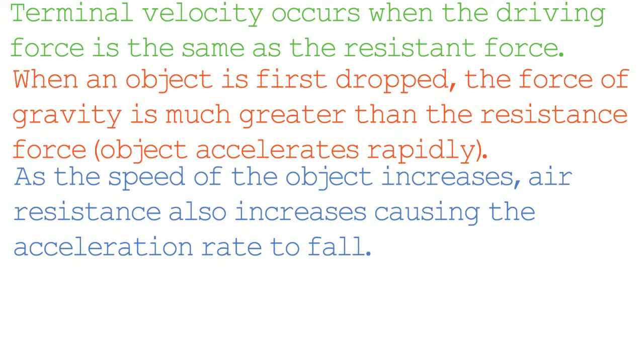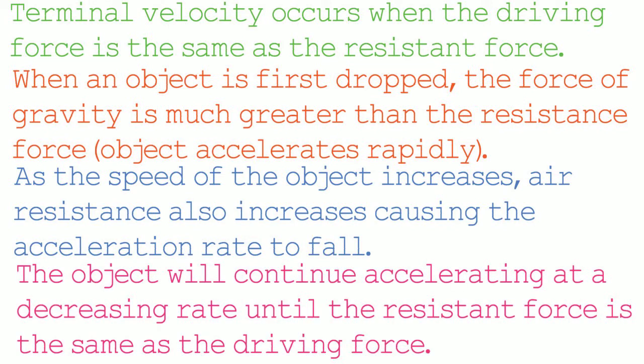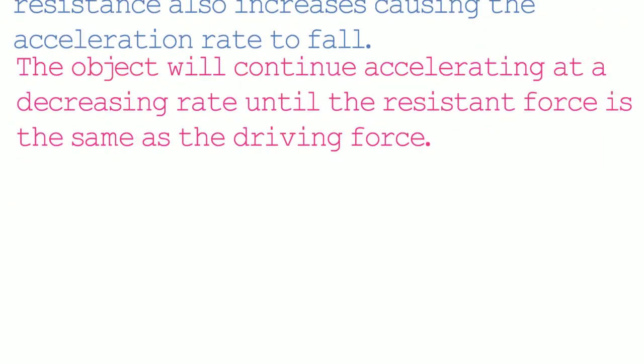As the object's speed is still increasing, so does the resistant force. The object will continue accelerating at a decreasing rate until the resistant force is the same as the driving force. Then the object will retain this speed. This speed is known as the terminal velocity.